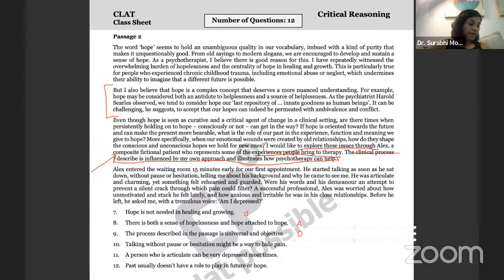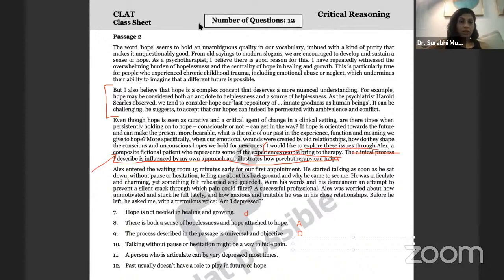Did some of you get D? Yes, Tanushri Agarwal got D. Khushi Srivastav also got D. Very nice. "Talking up without pause or hesitation" might be a way to hide pain.